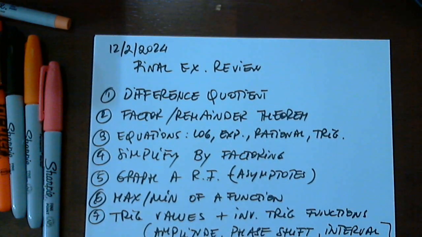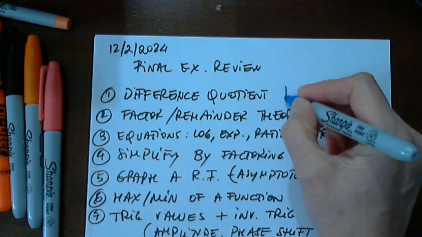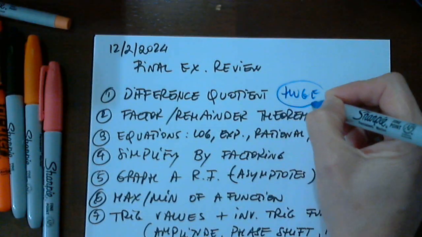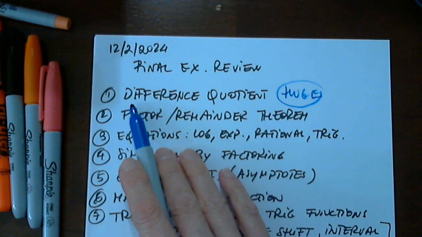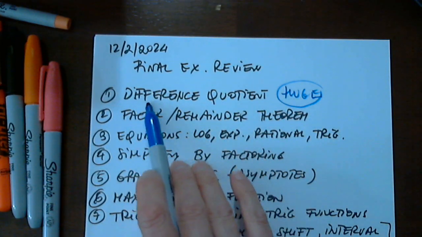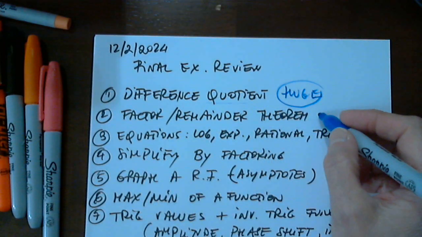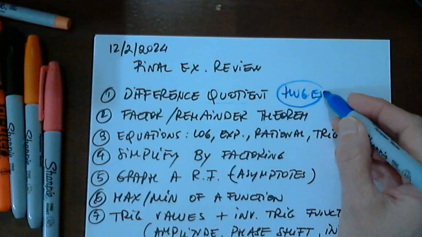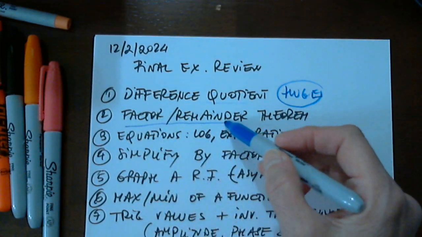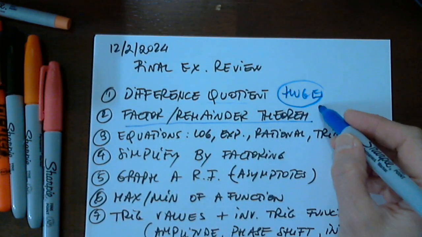Final exam. This is huge. It's a very important topic for Calc 1. So you will have an example like this or a question like this. This is important, but not as big as this. The factor and the remainder theorem. Both are important.